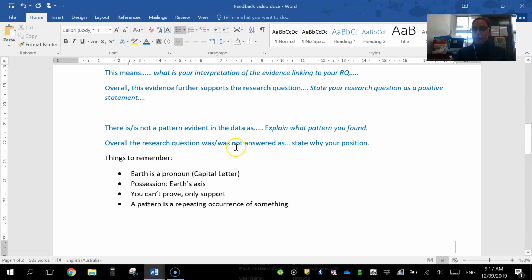Things to remember. Earth is a pronoun, so it means it has a capital letter. It's possession, so if you have Earth's tilt, Earth's axis, Earth's seasons, they are Earth's tides. They are all possession, so it needs this little apostrophe. You can never prove in science, you can only support. Proof is not indefinite, so we don't ever say prove, we try and use the word support. Now, a pattern is a repeating occurrence of something happening. So if you've got one person saying this happened, and then you've got another person saying that this is the evidence, and then a third person saying this is happening, that's your pattern starting to emerge. So if you've got two people saying the exact same thing, or two pieces of evidence saying the same thing, that's your pattern. So that's that one.